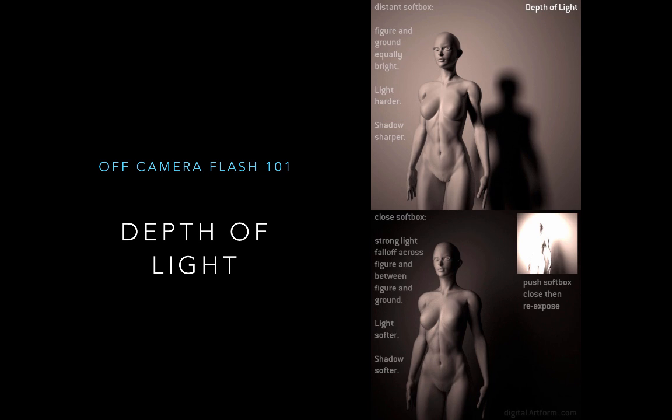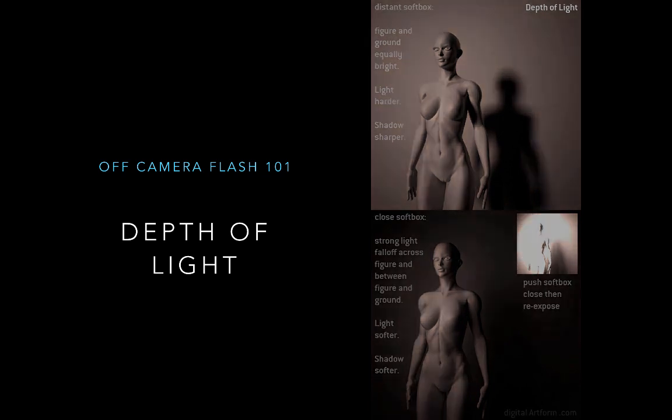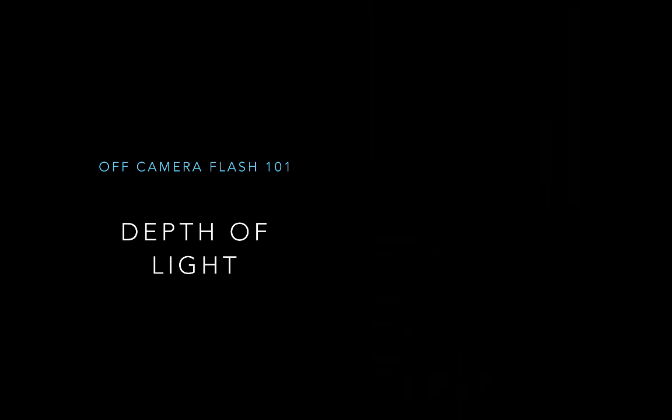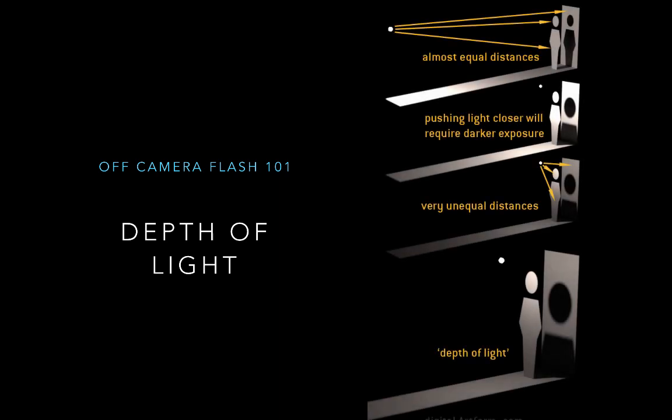So obviously you're going to re-expose, but you're going to see that the depth of light is much more intense in that bottom diagram. Because she's much closer, let's say 2 or 3 feet in this instance, the fall off happens much faster, and you can even see that the background is obviously much darker. That's depth of light, and it's very important to understand. Once you start playing around with off-camera flash, you really start to get a feel for it.